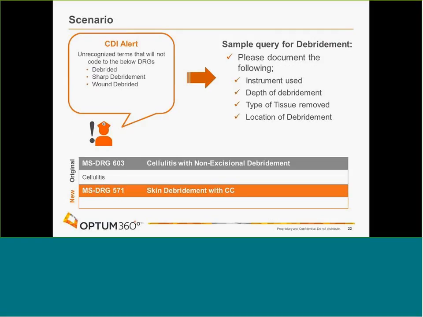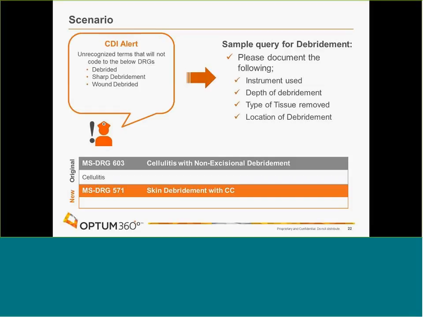So here we have our query for that, and then rather than asking was a debridement done, we'll simply ask for the mechanics of the procedure. What was the debridement, what was the depth, type of tissue, and location. And from there we'll make a determination, or your coders will make a determination about whether or not it was a surgical debridement or not.